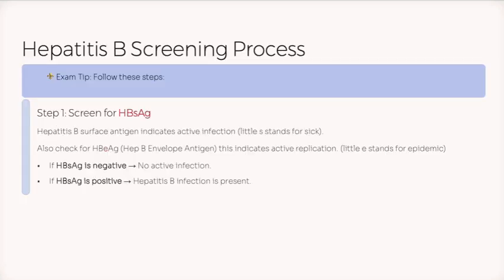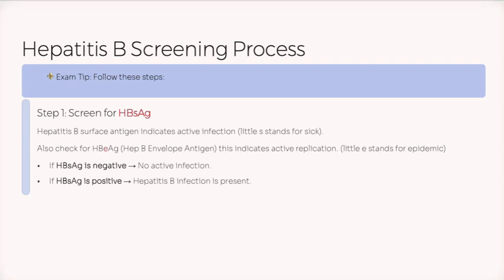When it comes to hepatitis B serology, the step-by-step approach that I utilize now is: step one, screen for HBsAg. HBsAg is an indication that this is an acute infection. The little s in HBsAg stands for sick. You may also encounter HBeAg, which is hepatitis B envelope antigen. That little e is basically saying this is epidemic, this is active replication, this is highly spreadable. But most of the time you will not see that in questions. They will usually just say HBsAg.